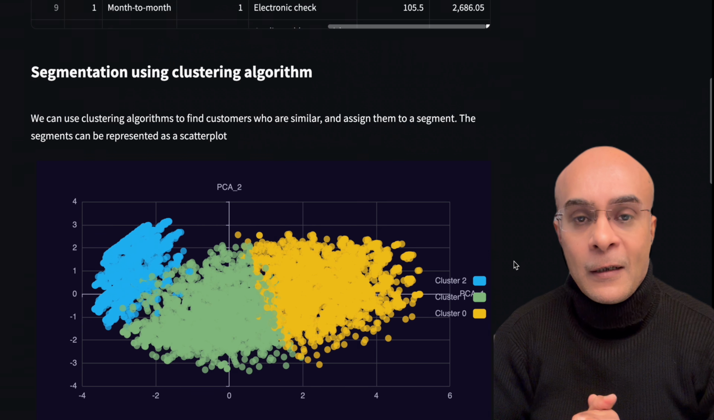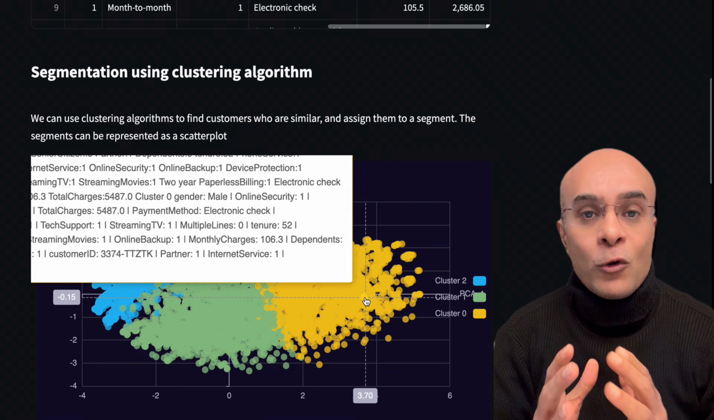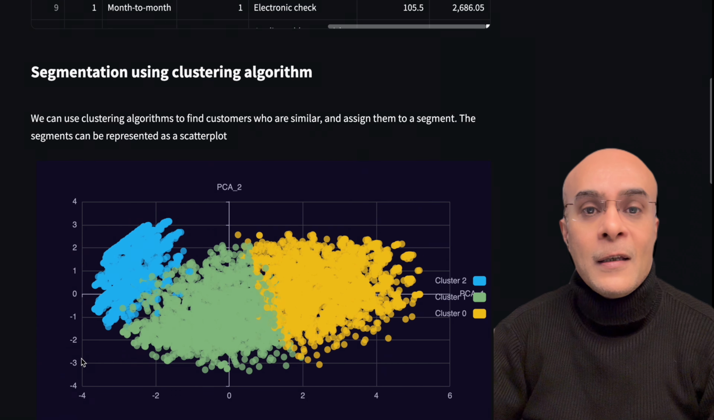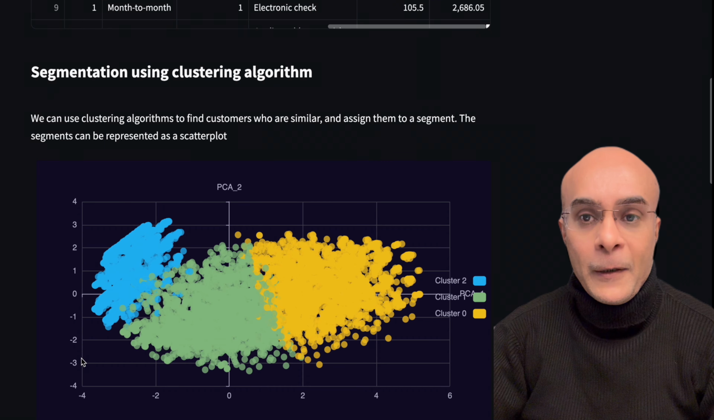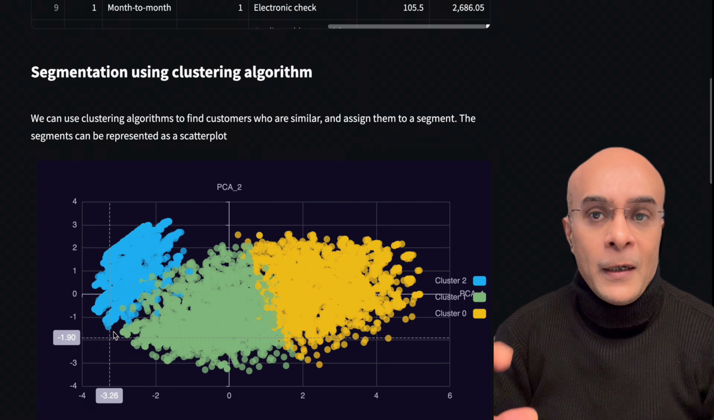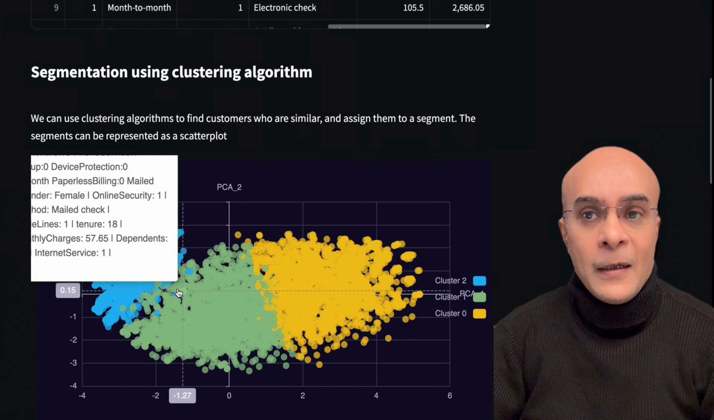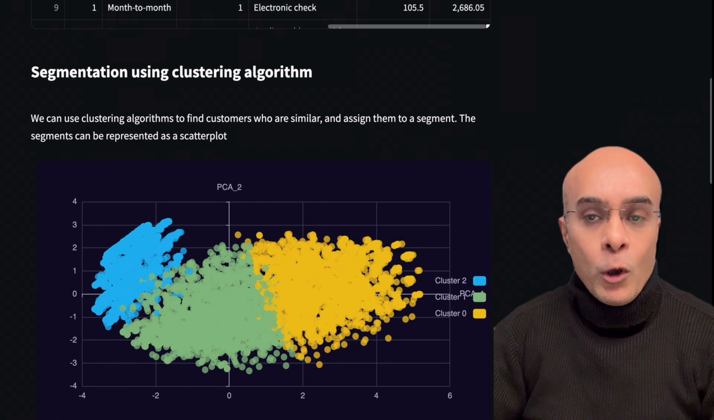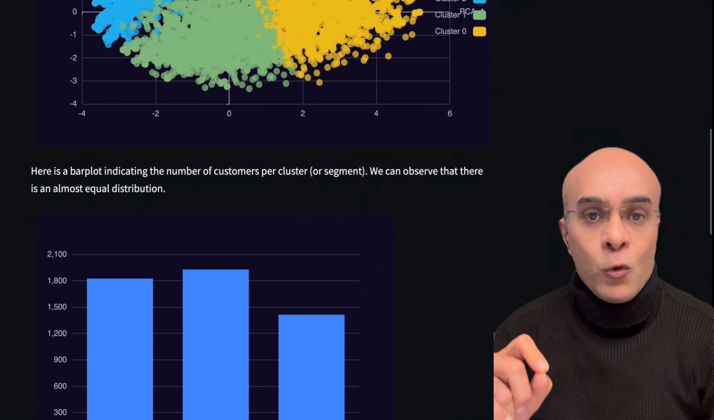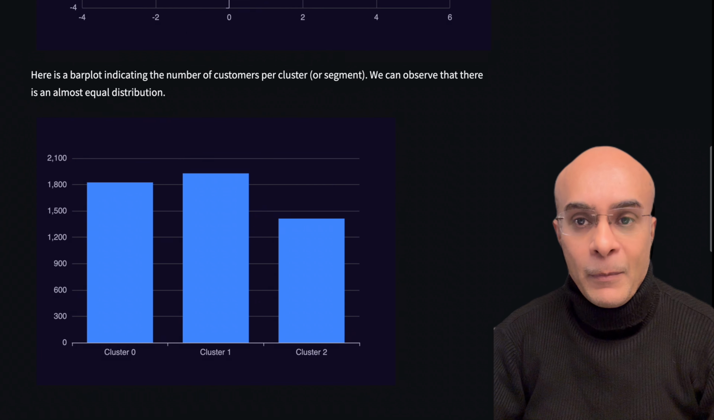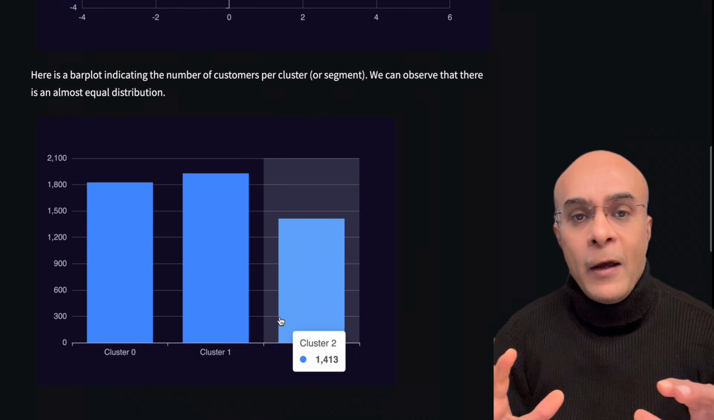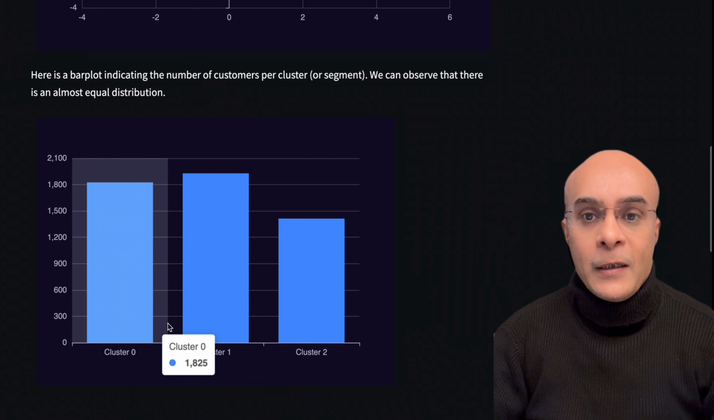And here, as an example, I've created 3 segments or 3 clusters. And you can see that each customer is assigned to a segment. So here we have 3 segments: the blue segment, the green segment, and the orange segment. And we can also see a bar plot of the number of customers who are assigned to each segment. You can see that this is a very equal distribution. We have an equal number of customers in each of these segments.